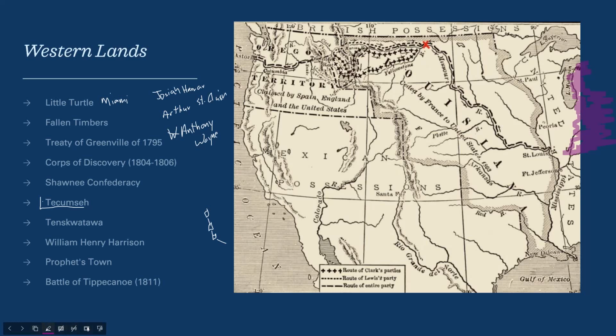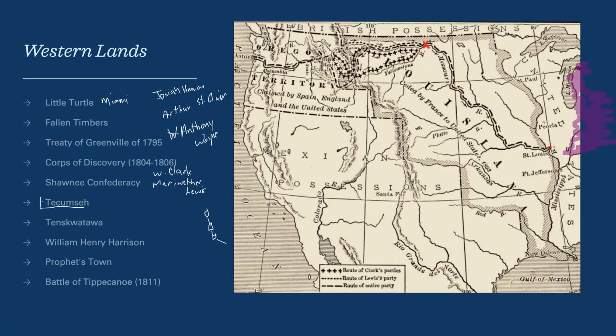Now, another major development in Western lands was the Corps of Discovery. This was the expedition that was led by William Clark and Meriwether Lewis from 1804 to 1806. So after Jefferson purchased the land, he outfitted this group, and they had a number of different goals.